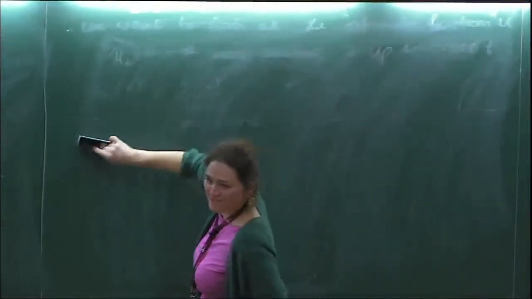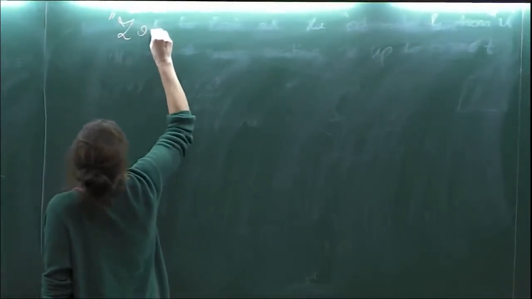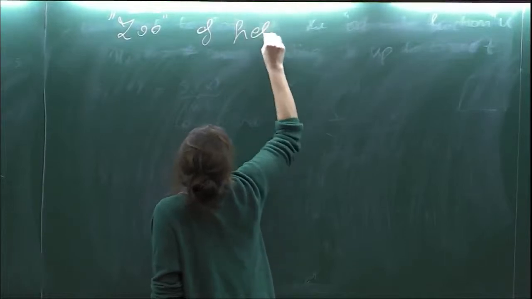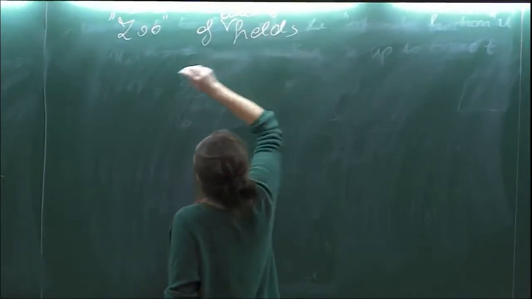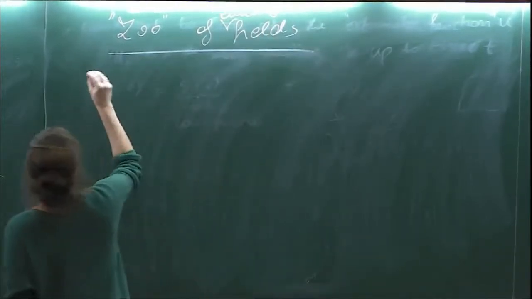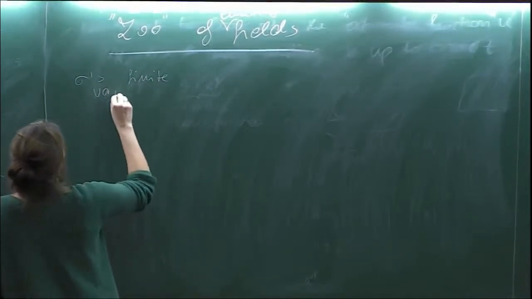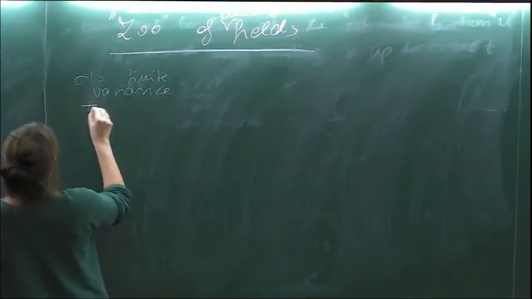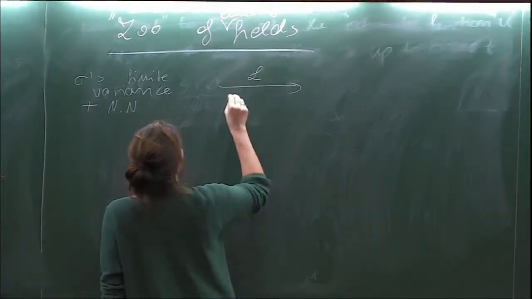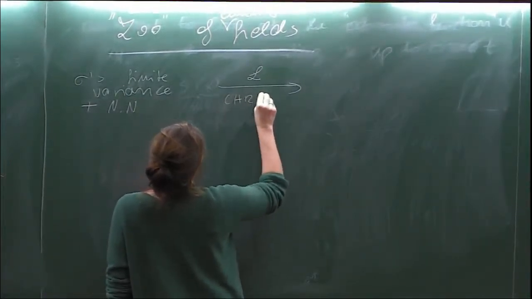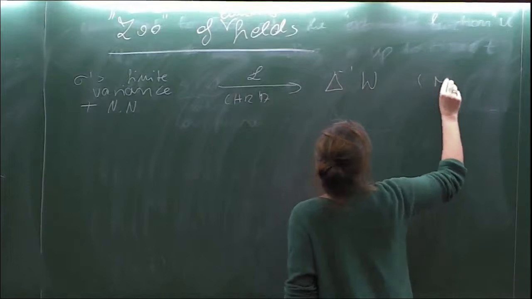It was so much fun that we couldn't stop. And the zoo of limiting fields which we obtained: so, for sigmas with finite variance plus nearest neighbor, we showed that in law, this was Cipriani, Hazra, the 17th paper, the first one goes to the bilaplacian field, so the membrane model.